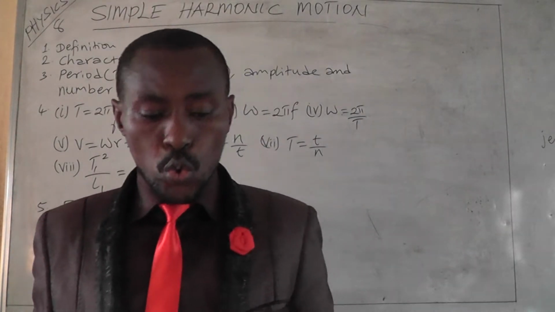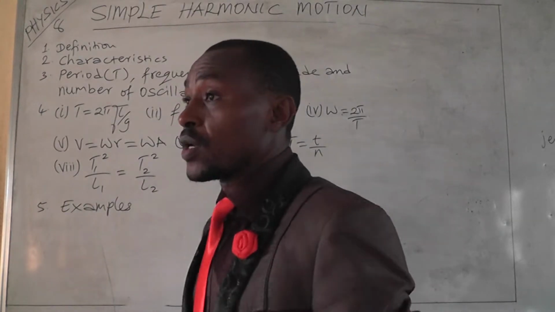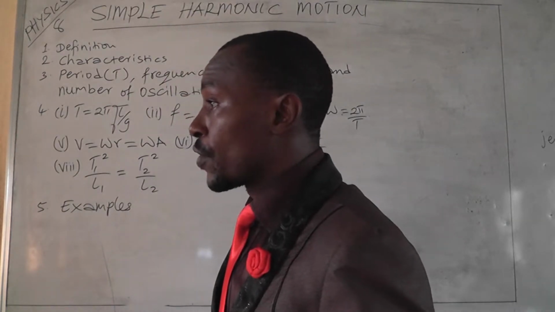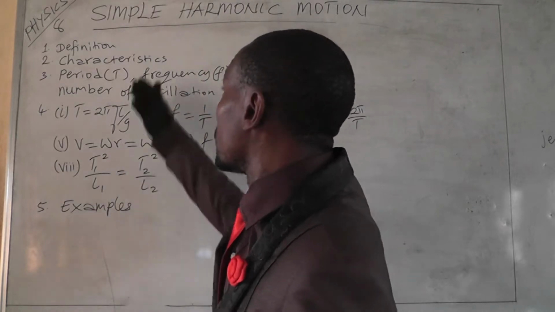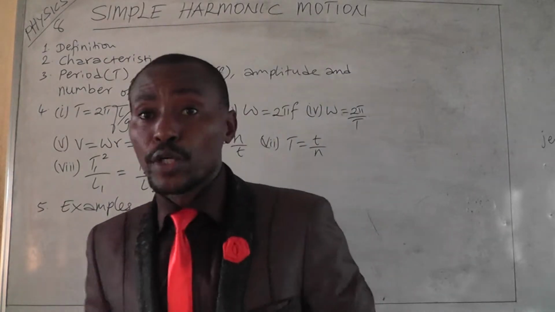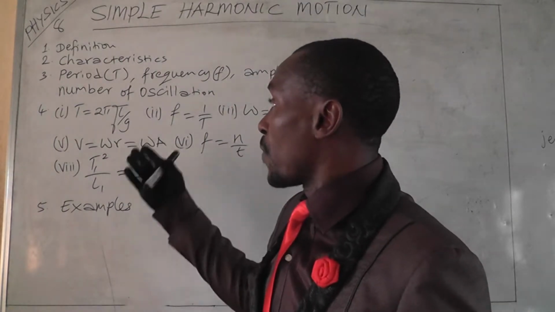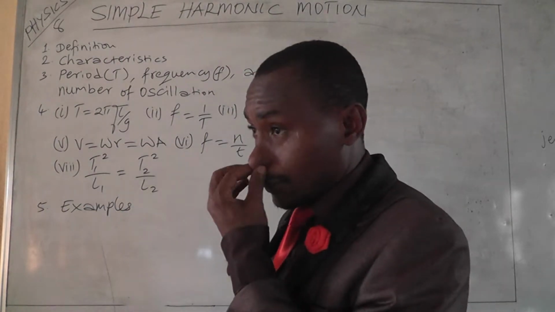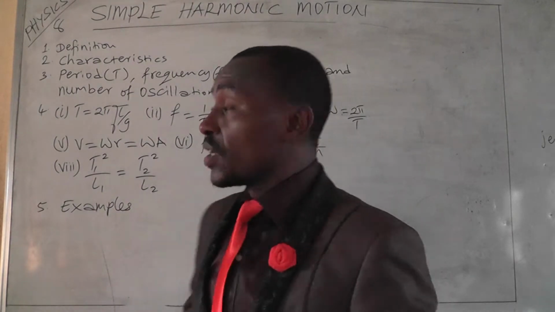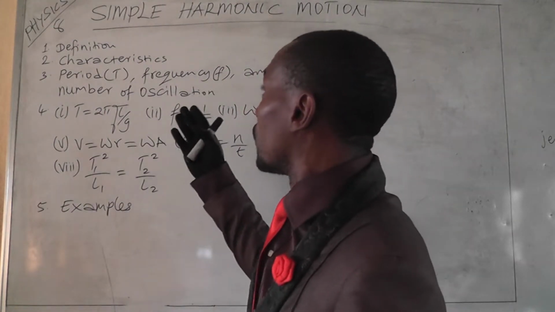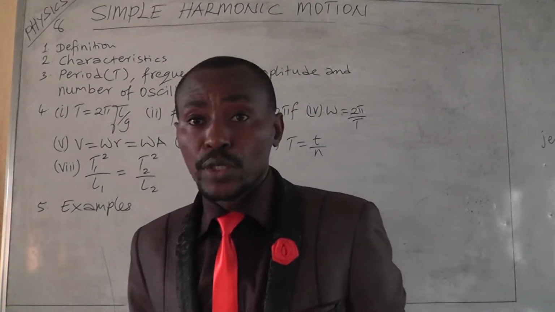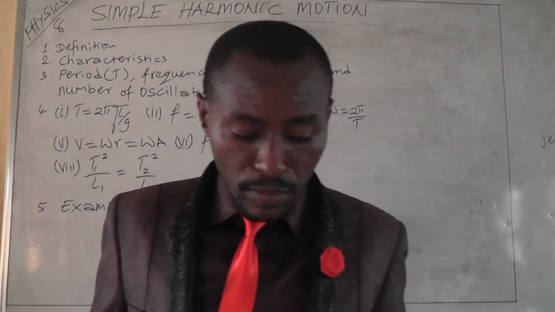You are welcome to tutorial 8. The topic before us in physics tutorial 8 is simple harmonic motion. In simple harmonic motion, we are going to look at 5 different things. Number 1 is the definition of simple harmonic motion.